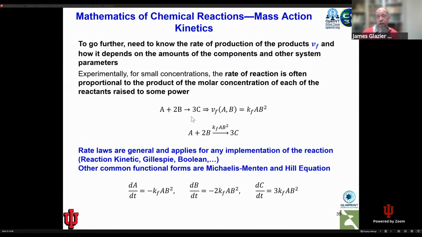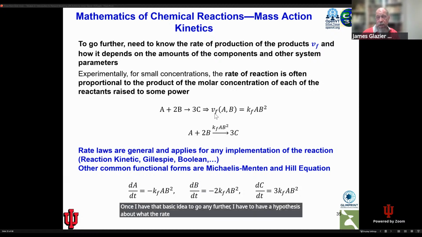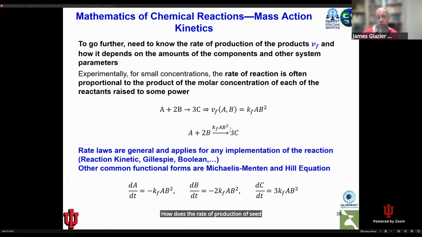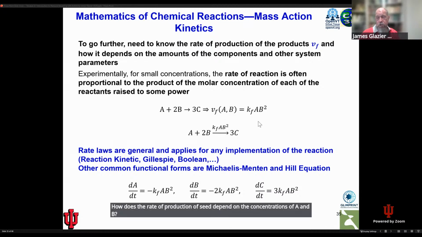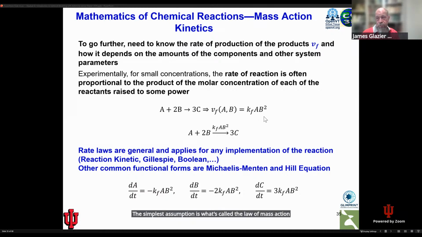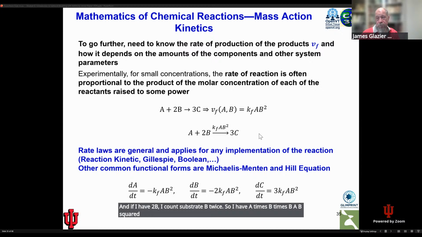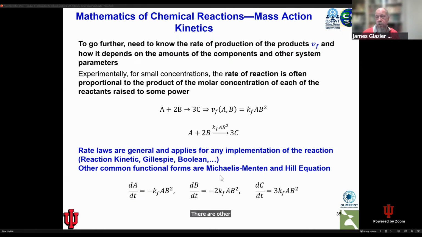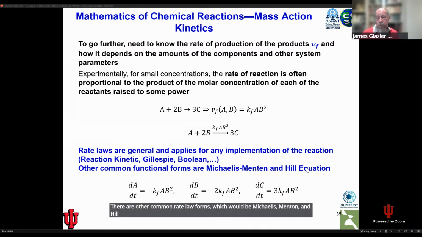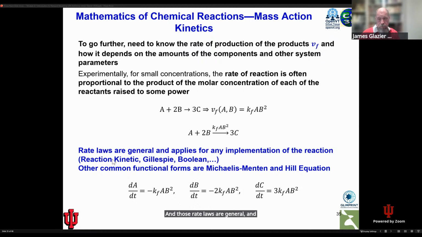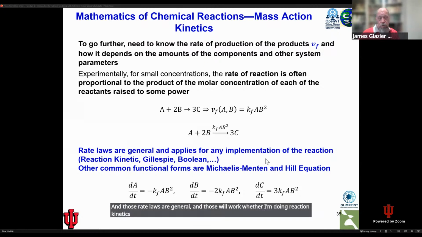Okay. Once I have that basic idea, to go any further, I have to have a hypothesis about what the rate law is. How does the rate of production of C depend on the concentrations of A and B? The simplest assumption is what's called the law of mass action. That is, that the rate is proportional to the concentration of the substrates. And if I have 2B, I count substrate B twice, so I have A times B times B, AB squared. There are other common rate law forms, which would be Michaelis-Menten and Hill, among others. And those rate laws are general, and those will work whether I'm doing reaction kinetics, Gillespie, or Boolean models.